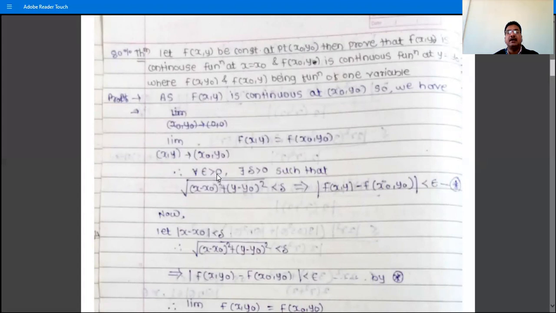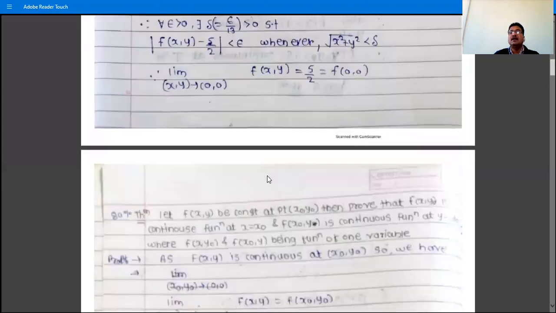Therefore, for every epsilon greater than 0, there exists delta greater than 0 such that mod f(x,y) minus L, that is f(x naught, y naught), is less than epsilon whenever root of (x minus x naught) square plus (y minus y naught) square is less than delta. That is, if this is less than delta, it implies mod f(x,y) minus f(x naught, y naught) is less than epsilon. This is the definition of limit.